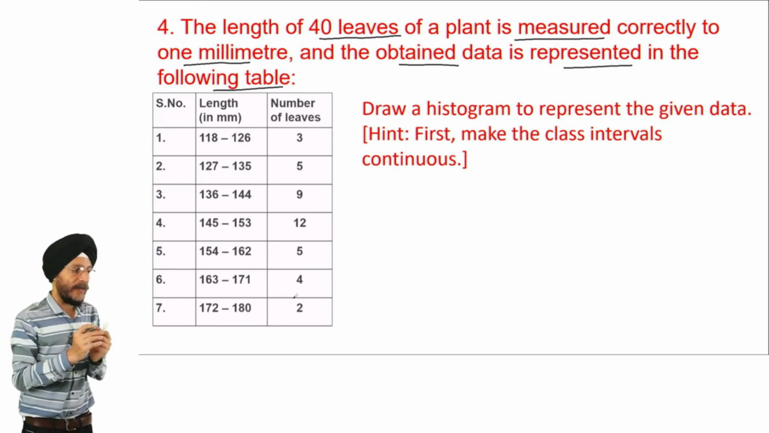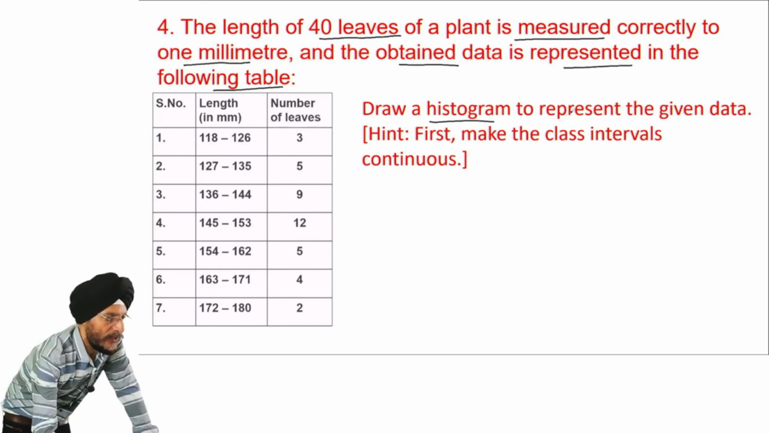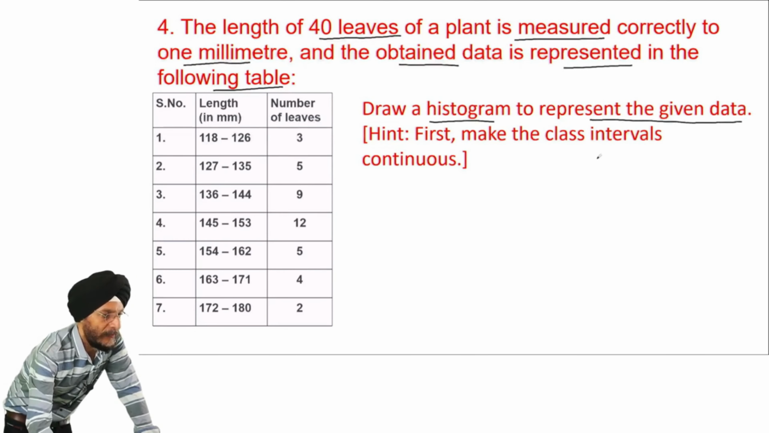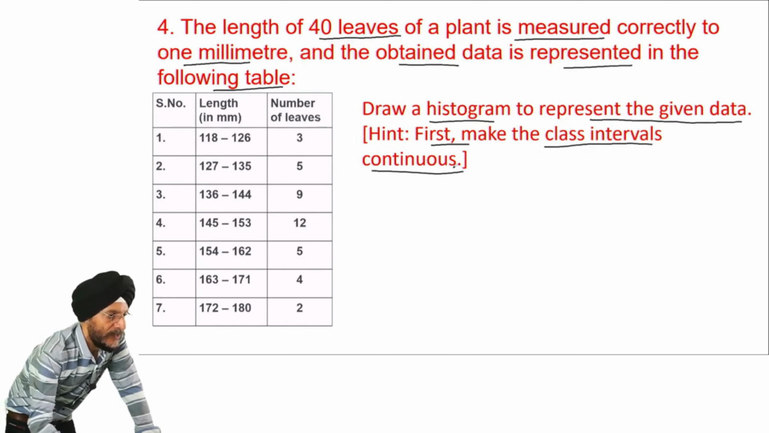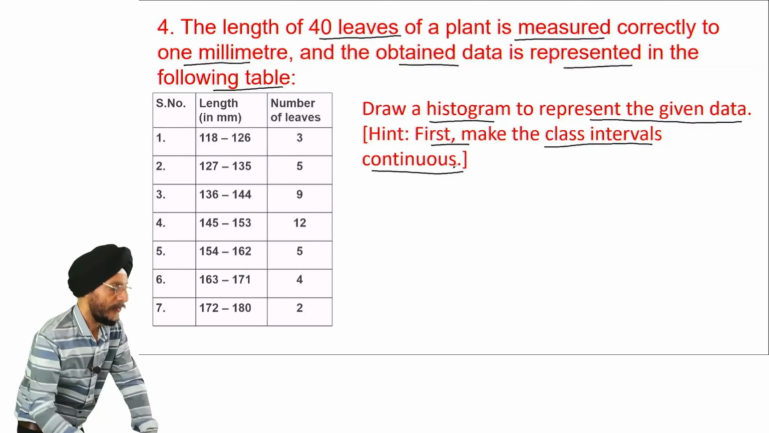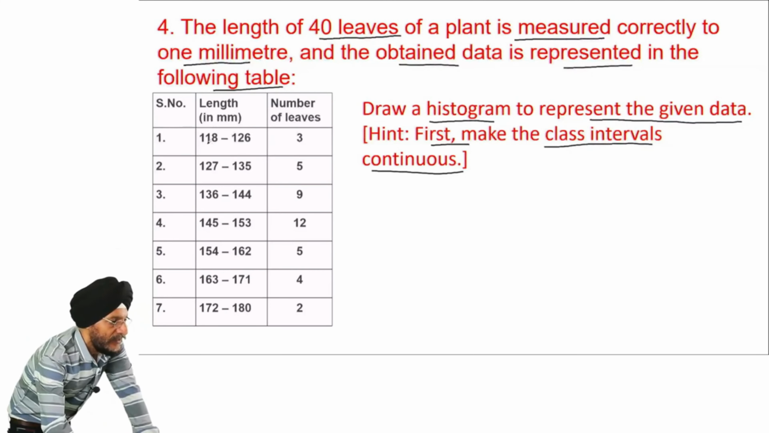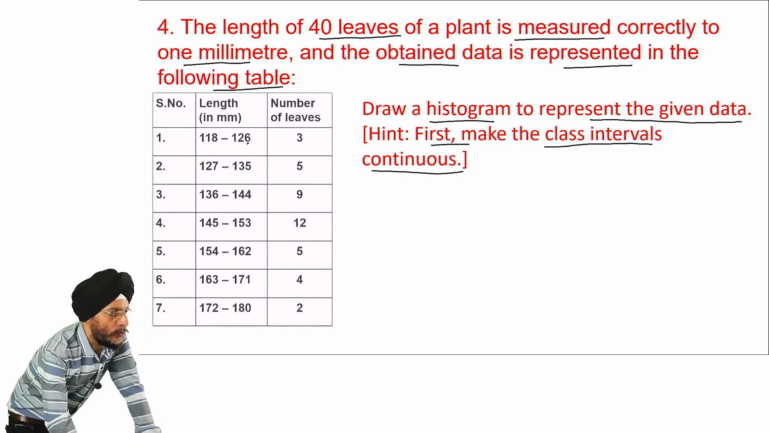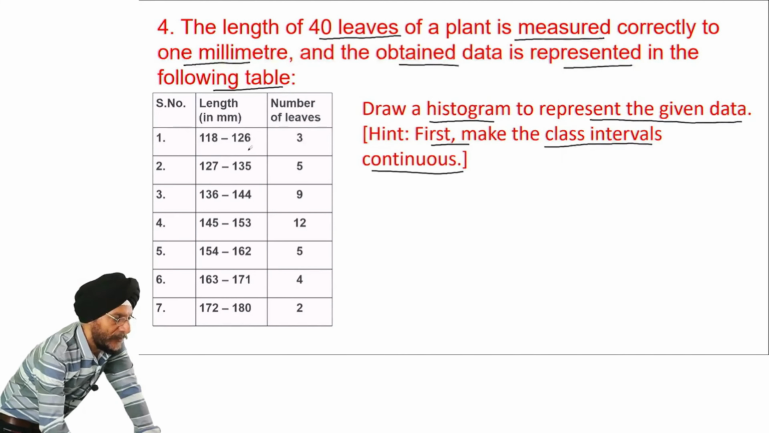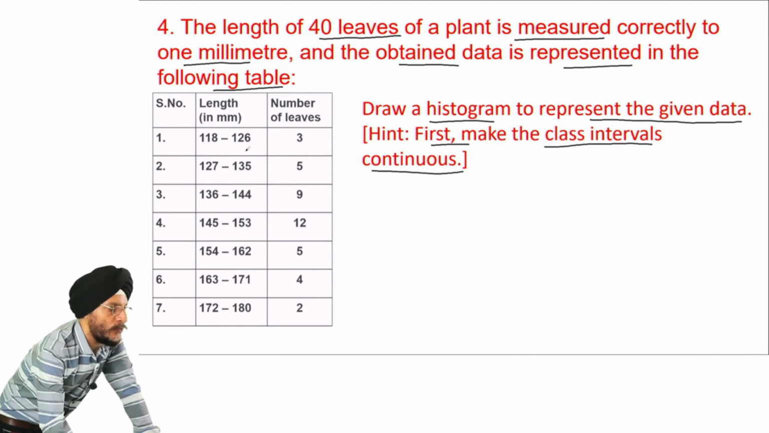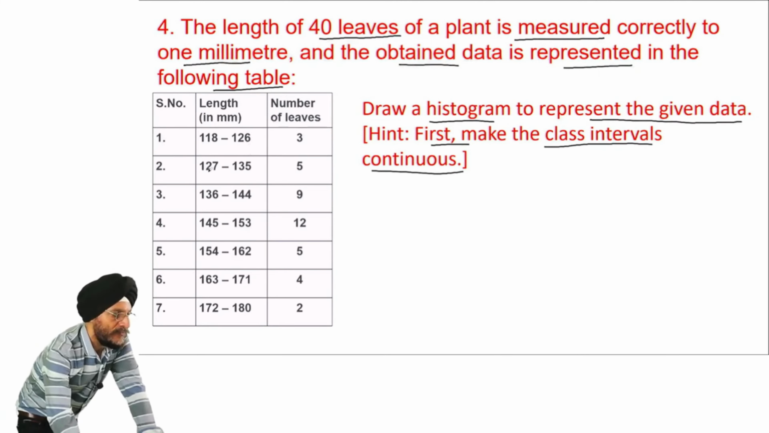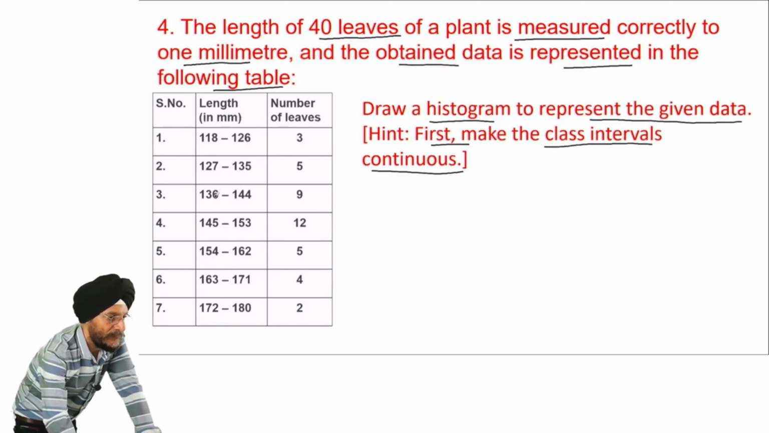Here we have been asked to draw a histogram to represent the given data. Here a hint has been also given. First, make the class intervals continuous. What it means? Here you will observe from the data that here the group is 118 to 126 and the next starts from 127. That there is a difference of 1 between these two groups or these two class intervals. In the next case also there is a difference, it ends at 135 and the next starts from 136. And in the case of next also there is a difference of 1.